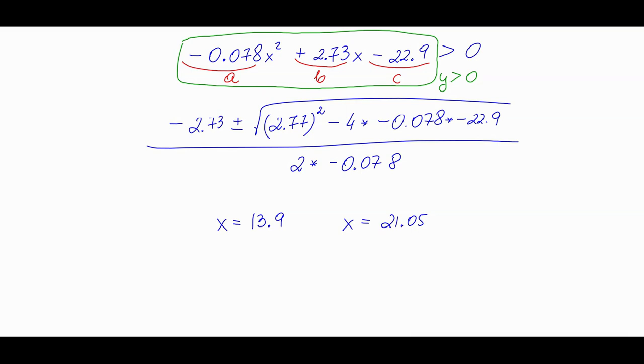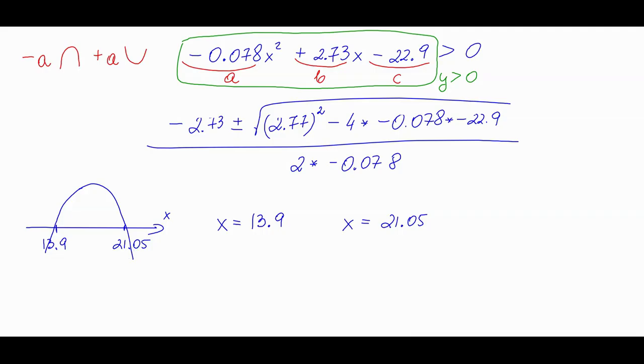Now, in order for us to figure out which values of this function, which values of y are going to be positive, we need a small graph. So we have 2 points where our graph will cut the x-axis. We just found those roots, 13.9 and 21.05. Now, a quadratic equation parabola goes up or goes down depending on the value of a. If the value of a, meaning the number that stands beside x to the power of 2, is negative, the parabola goes down. But if that value is positive, it goes up. In our case, it's negative, so our graph will go down.